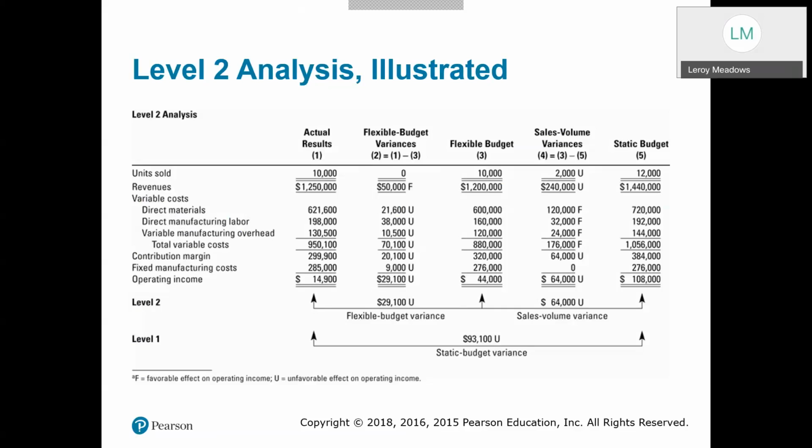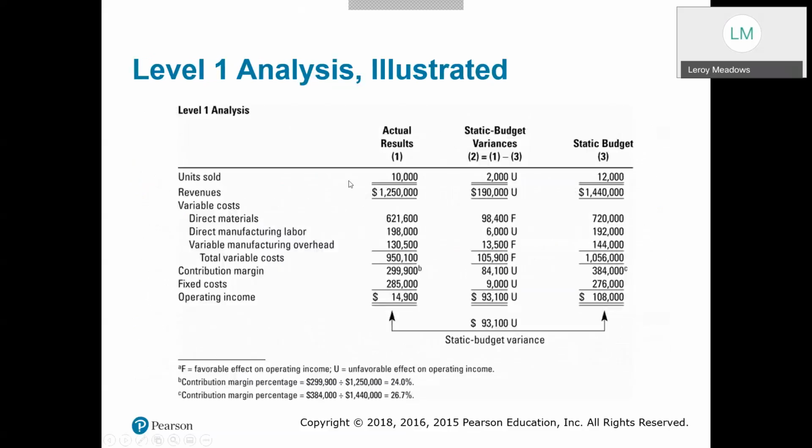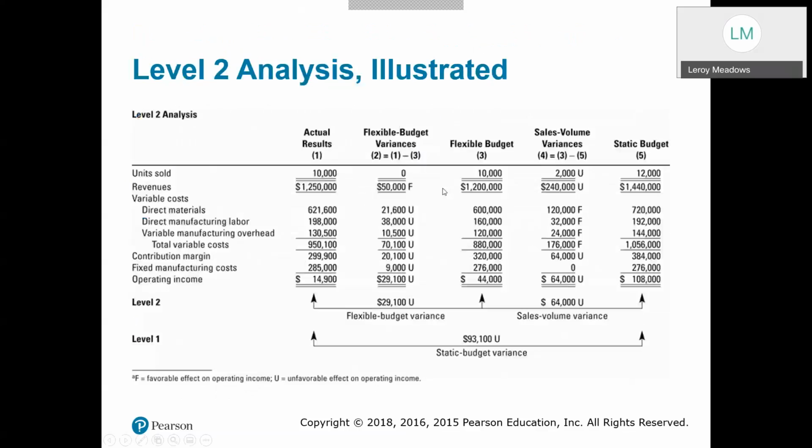And then, in the same manner that I computed my static budget variances, I'm going to compute my variances for the flexible budget variances over here, the difference between my flexible budget and my actual results, and the sales volume variance, the difference between my flexible budget and my static budget.